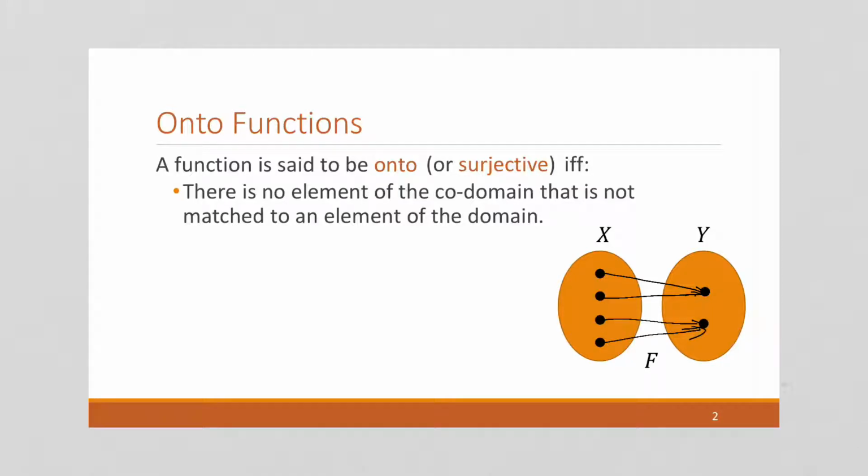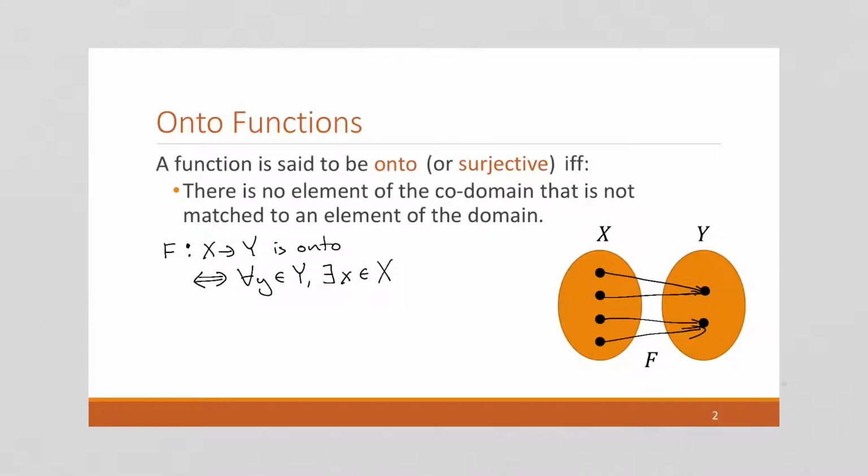So we say that f from X to Y is onto if and only if for all y in the set Y there exists an x in the big set X such that f of x equals y. So this for all y in Y is what's forcing us to make sure that every y is covered. We can rewrite this as a universal conditional statement, which will make proving things easier.